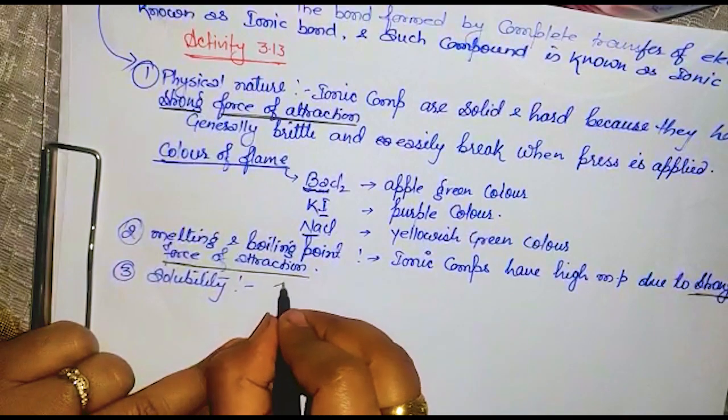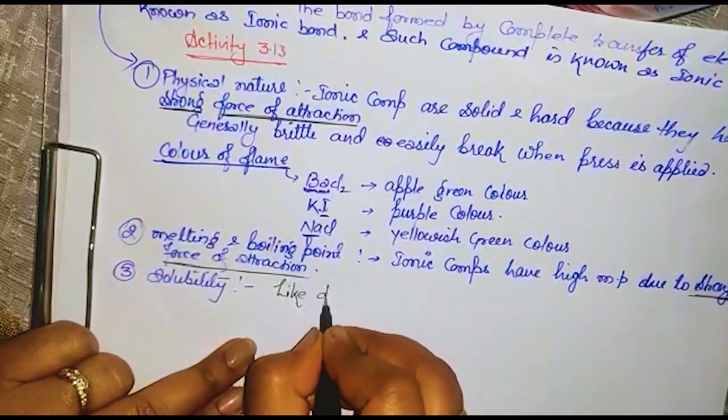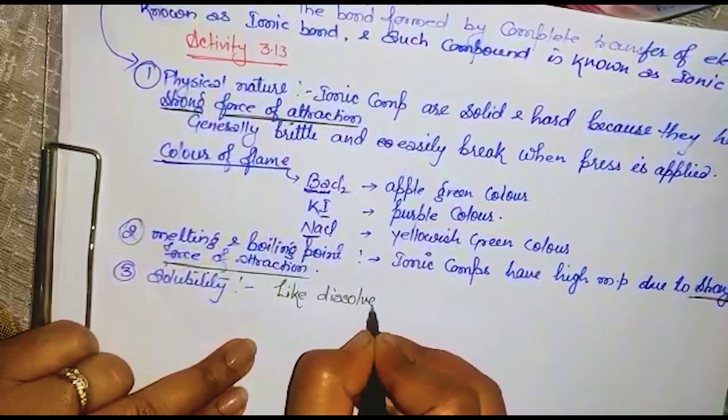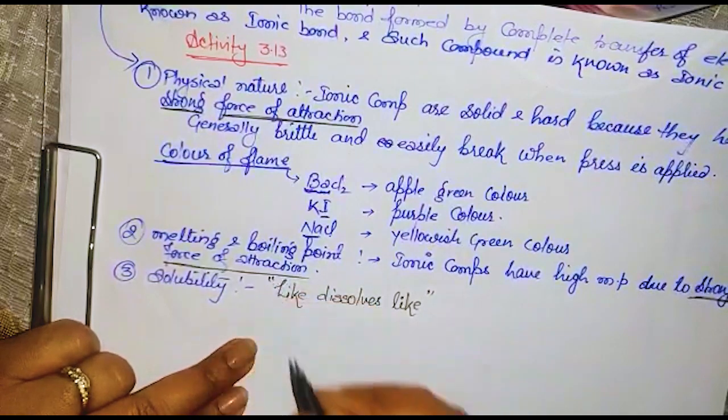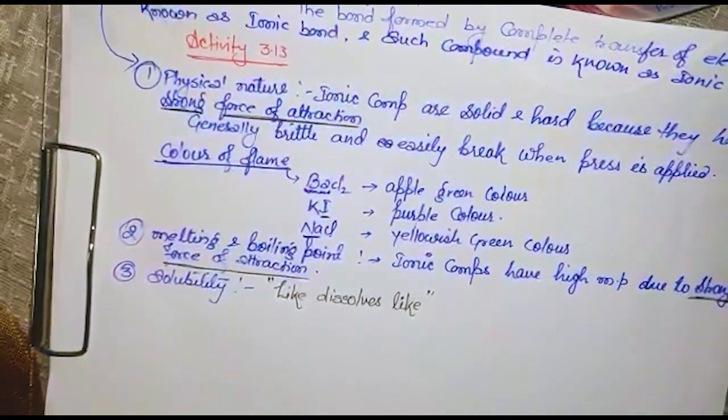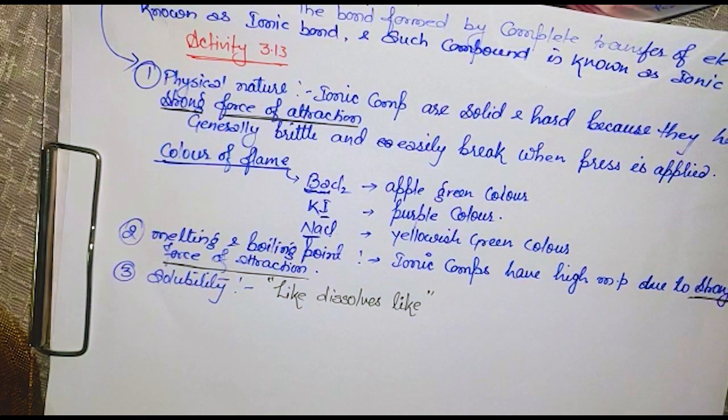There is a principle: like dissolves like. We all know that if we are good in study, we will have friends who are good in study. If we are naughty, we will have friends from a naughty group, isn't it? So there is always a compatibility. That's why like dissolves like. That means things of the same nature dissolve in each other; if the nature of these substances is the same, then only it will dissolve.